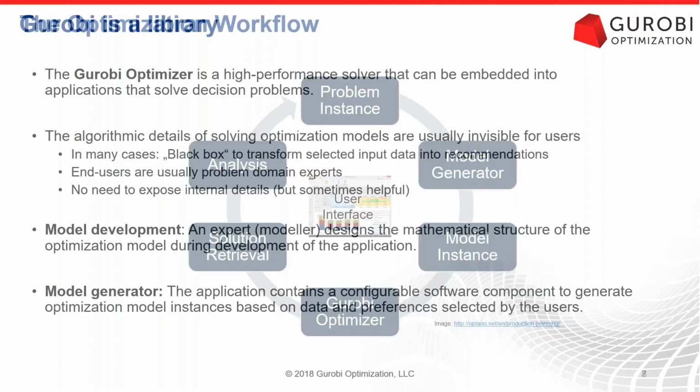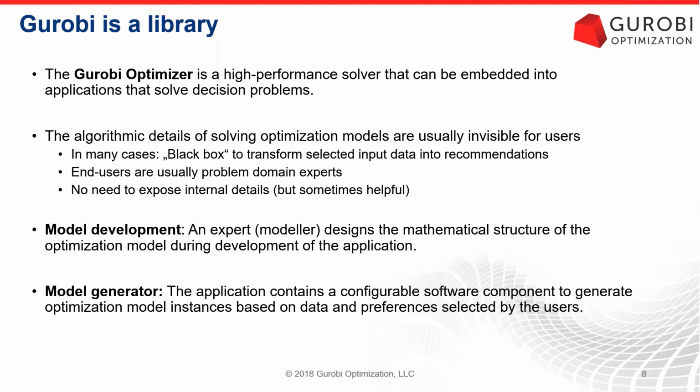results. So Gurobi in this cycle is actually a library. So from a software development perspective, it's really a library. It's a high performance software component that can be embedded into applications. So it's like a third-party library that has a certain job to do. And in many cases, this is a black box.